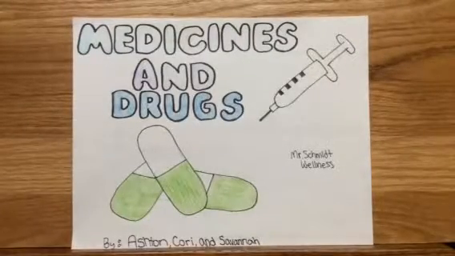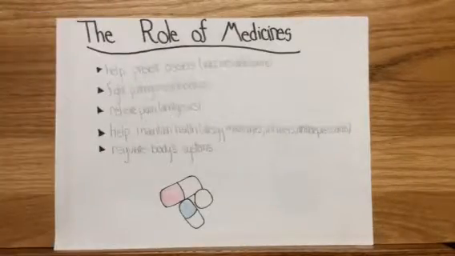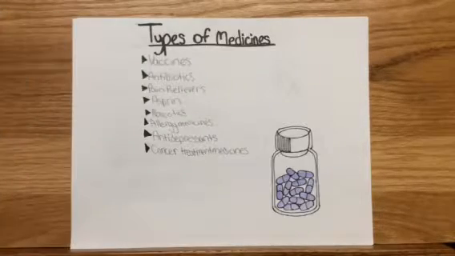Medicines and drugs. Medicines are drugs that are used to treat or prevent disease or other conditions. Drugs are substances other than food that change the structure or function of the body or mind. Medicines help prevent disease, fight pathogens, relieve pain, and help maintain and restore health and regulate the body's systems.